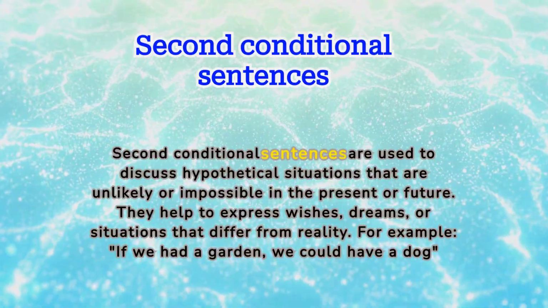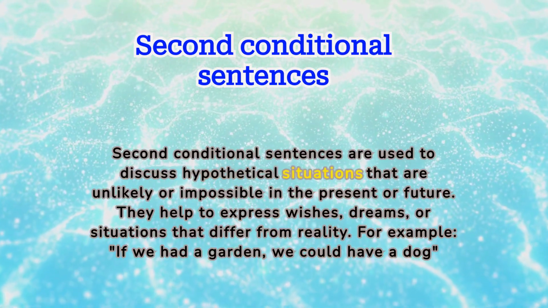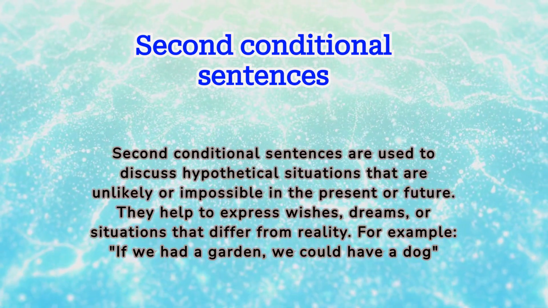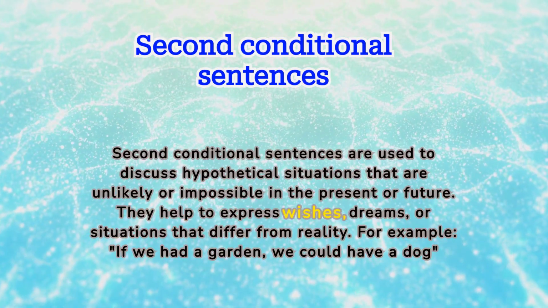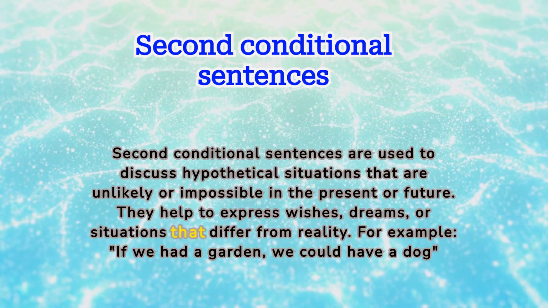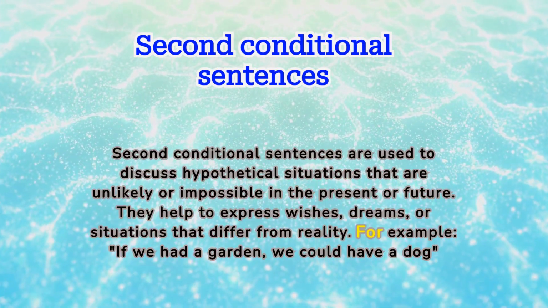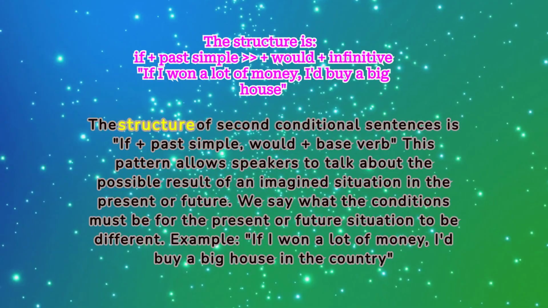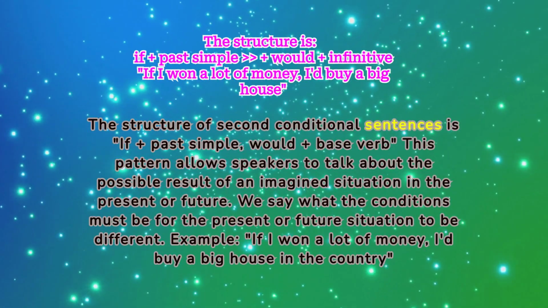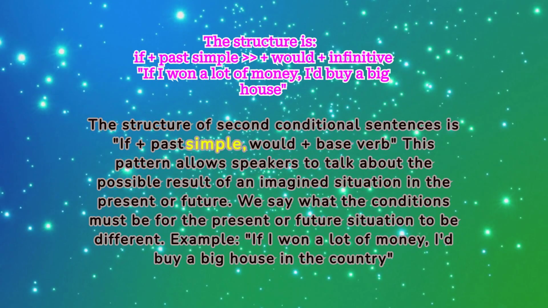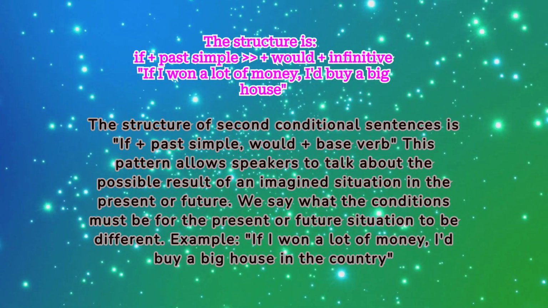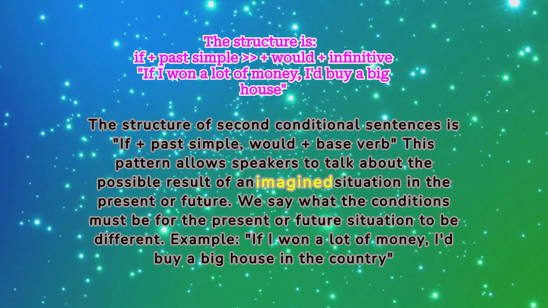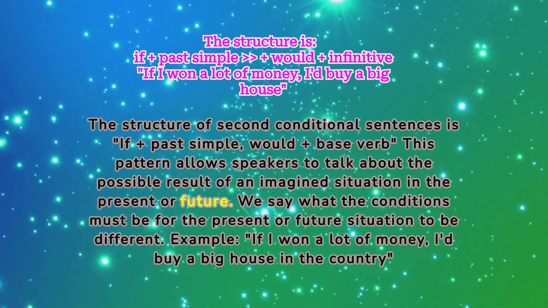Second conditional sentences are used to discuss hypothetical situations that are unlikely or impossible in the present or future. They help to express wishes, dreams, or situations that differ from reality. For example, if we had a garden, we could have a dog. The structure of second conditional sentences is if plus past simple, would plus base verb. This pattern allows speakers to talk about the possible result of an imagined situation in the present or future.